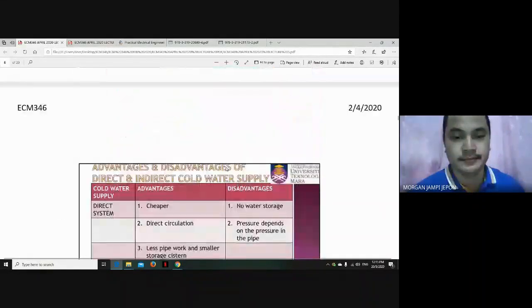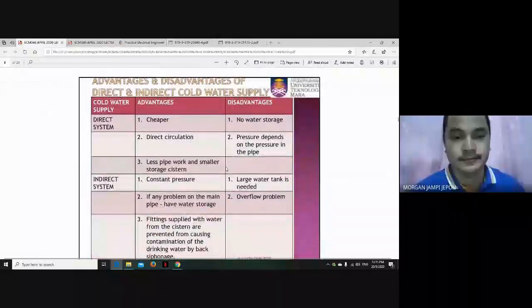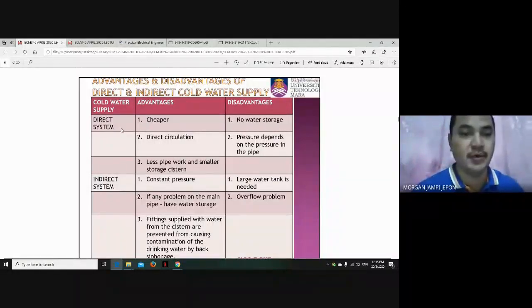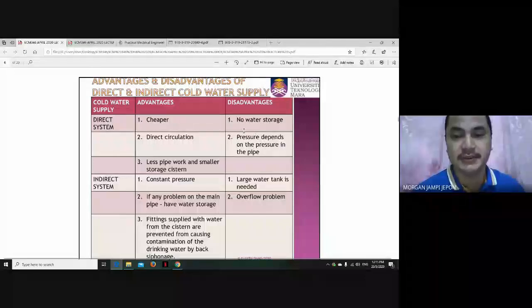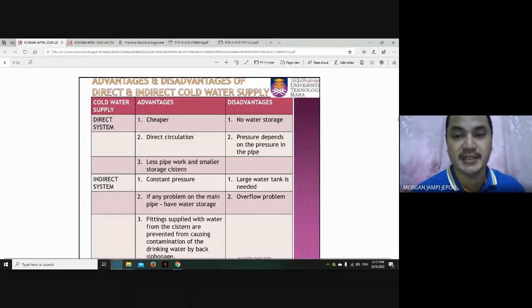move on. Advantages and disadvantages of direct and indirect cold water supply. So first one, let's take a look at the direct cold water supply. Advantages are cheaper, direct circulation, and less pipe work and smaller storage system. But disadvantages, first, no water storage. Second, pressure depends on the pressure in the piping, the main supply pipe.